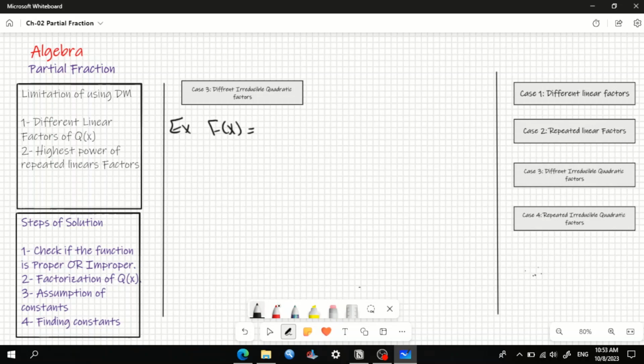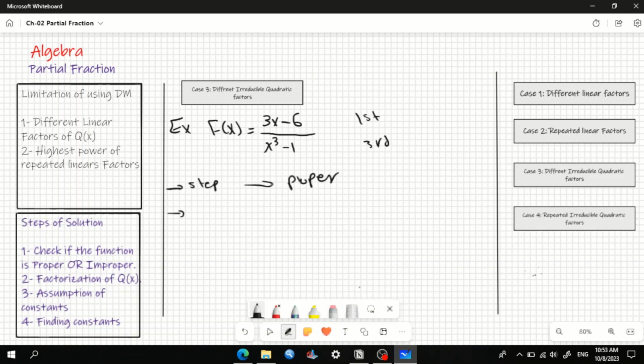Okay, so move to another example here. If we have 3x minus 6 by x cubed minus 1. Okay, so start from the first step. Here we have first, here we have third. So we have a proper fraction.